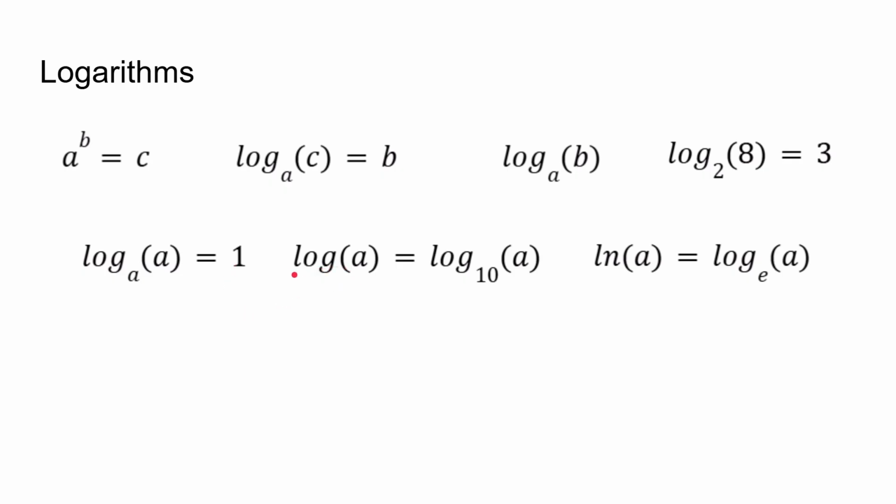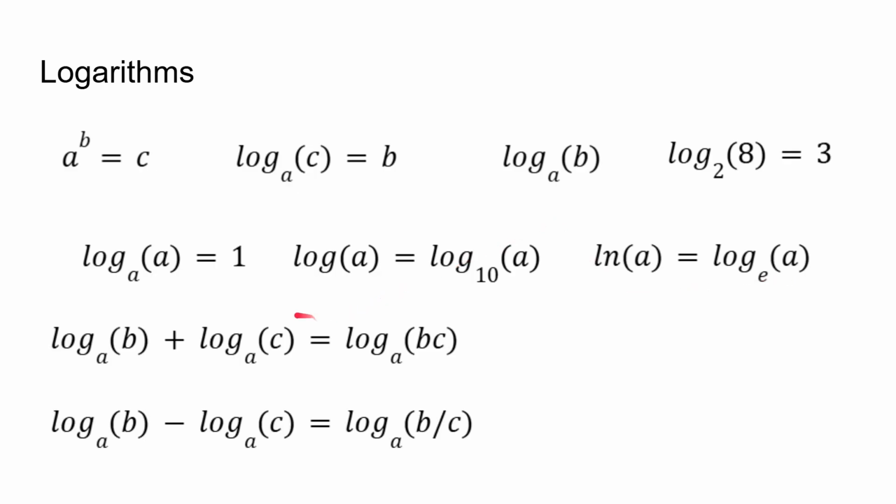Another one is if you just see log of a with no base given, it's assumed to be log base 10. This is called the common log. We're in a base 10 system, so the most common one we use is base 10. So just log with no base is assumed to be log base 10. And then there's also natural log, which is another commonly used log, and that's just log with a base of e, which is about 2.718. So the natural log of a is just the log base e of a.